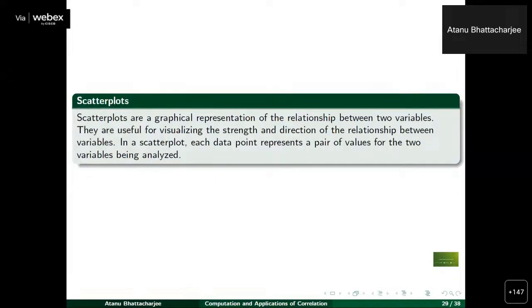To explore the relationship between two variables, typically continuous variables, a scatter plot, a graphical explanation, is much more useful. It's a graphical representation of the relationship between two variables. Scatter plots are useful for visualizing the strength and direction of the relationship between two variables. In a scatter plot, each data point represents a pair of values for the two variables being analyzed.